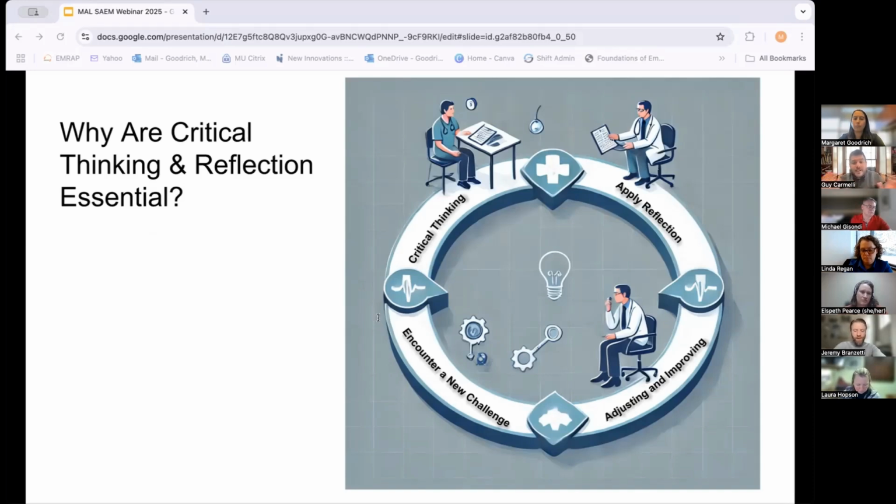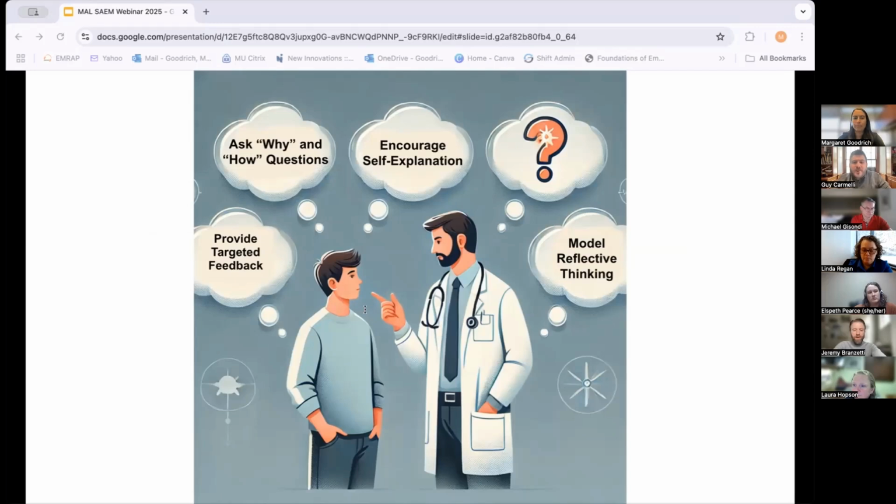Now, keep in mind, none of this occurs in a vacuum. And as we just discussed, the learning environment plays an integral part of your ability to engage in critical thinking and reflection, and even those four personal characteristics or batteries. Given how important the learning environment is, what can we do as educators to help out our students, residents, fellows to engage in habits of critical thinking and reflection?